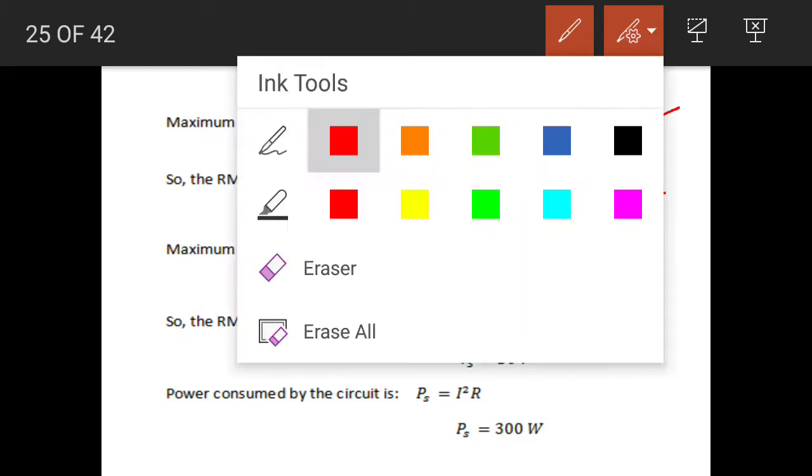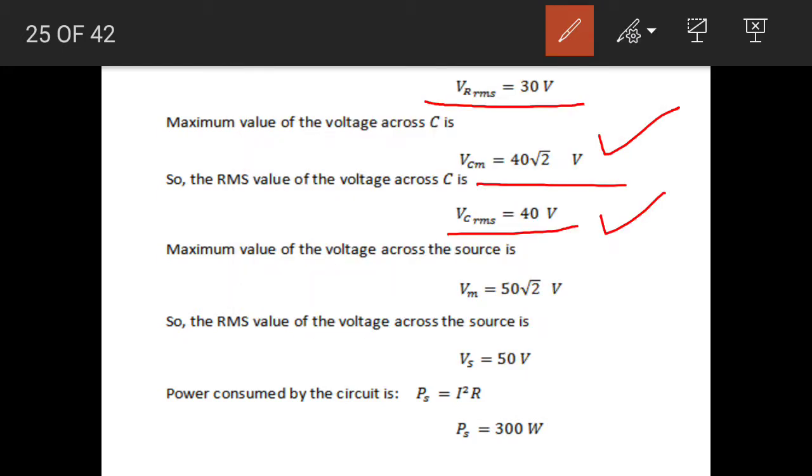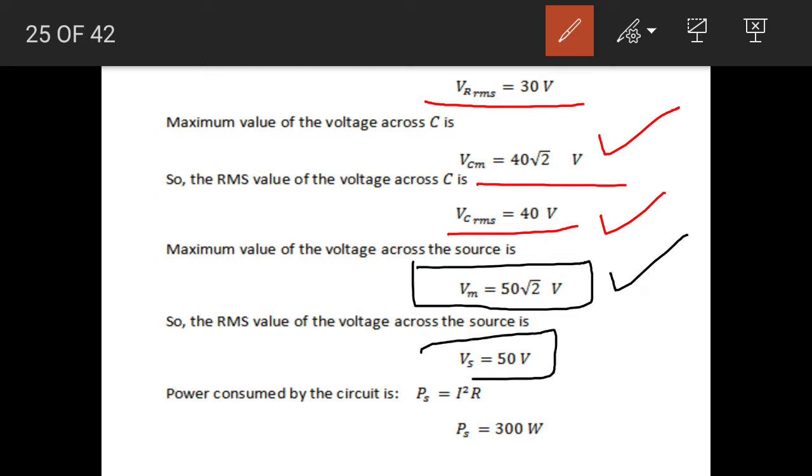Similarly, the maximum value of the voltage across the source is 50 under root 2. If we divide this voltage by under root 2, we obtain the RMS value of the voltage across the source, which is 50 volt. So if we install an AC voltmeter across the source, the AC voltmeter will read the RMS value of this voltage, which is 50. We calculate the power consumed by the entire circuit with the help of this particular equation.